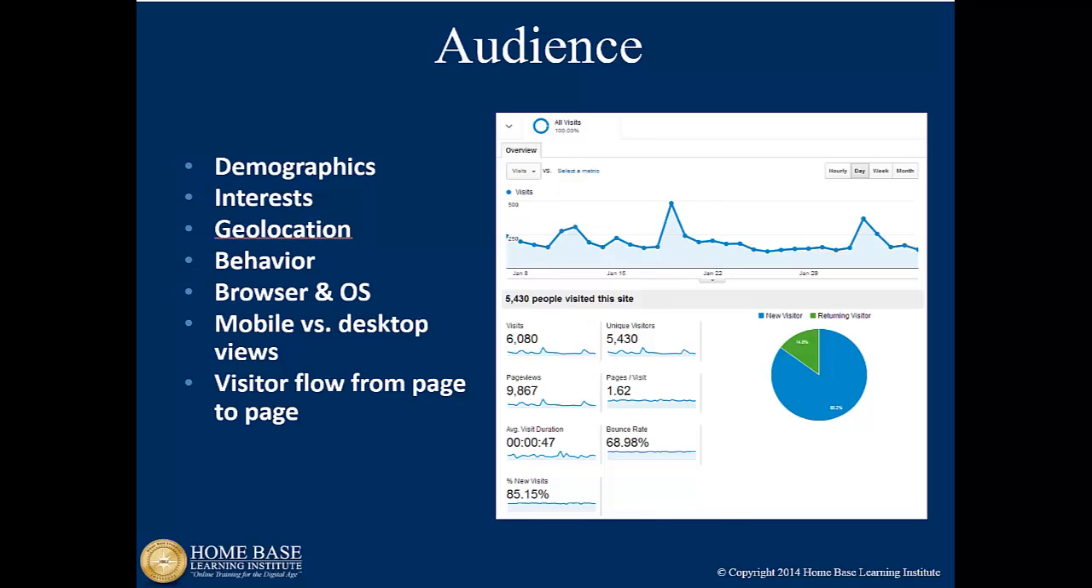Audience. In the Audience tab, you can get an idea for demographics and interests, as well as geolocation, behavior, browser, operating system, device, and more. You can take a look at how people flow from page to page. Are they actually clicking the way that you thought that they did? You can find all that and more in the Audience section.